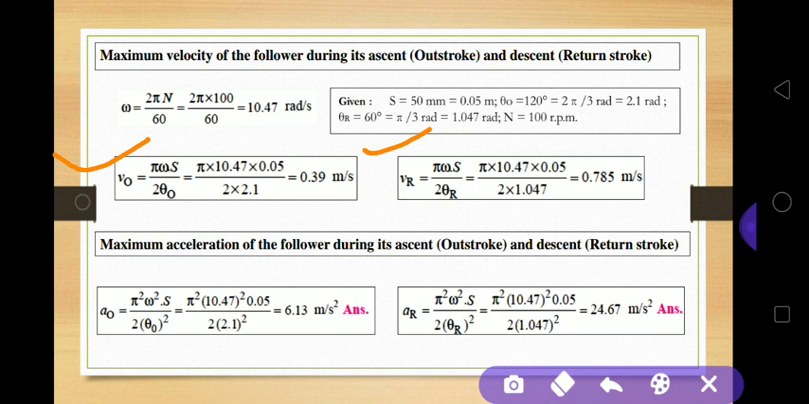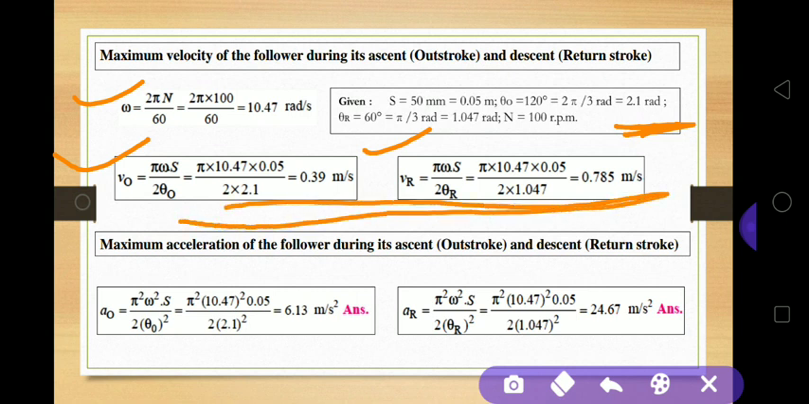Here omega we can find easily as 2 pi N by 60. N is given in the problem as 100 rpm. From that you will easily find omega. In this formula, S is also given in the problem; just convert it into meter. Again, theta O is also given in the problem. It is equal to 120 degree. Just convert it into radian. This is important for using these formulas. You must convert theta into radian and S, that is the stroke, into meter. So put the values and you will get the maximum velocity during the outstroke and return stroke.